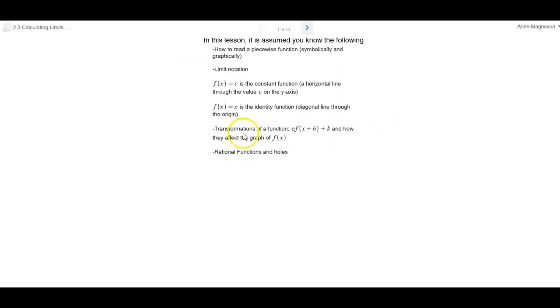So this is the Desmos activity. You are assumed to know the usual stuff as far as reading a piecewise function. We've seen limit notation already. Recall that the constant function is just a horizontal line through the value of c on the y-axis. The identity function is the name for the function y equals x, or f of x equals x. Remember how transformations affect the graph of a function, and remember rational functions and holes.